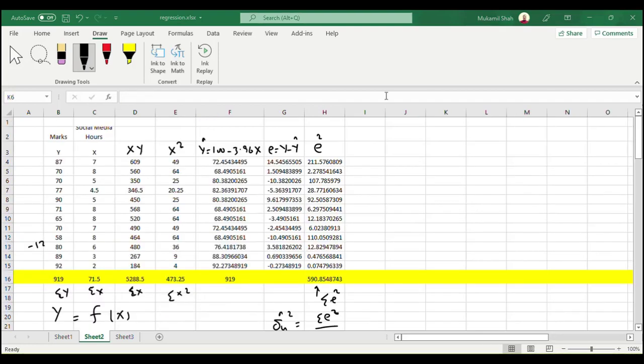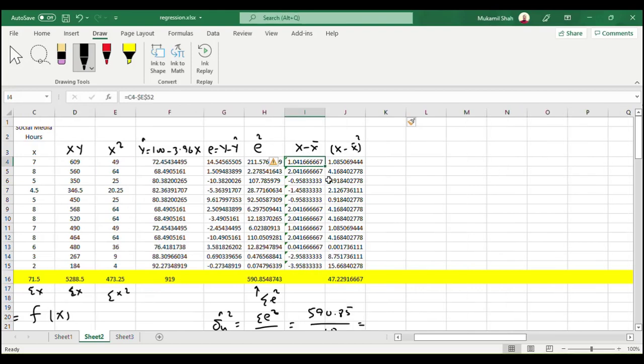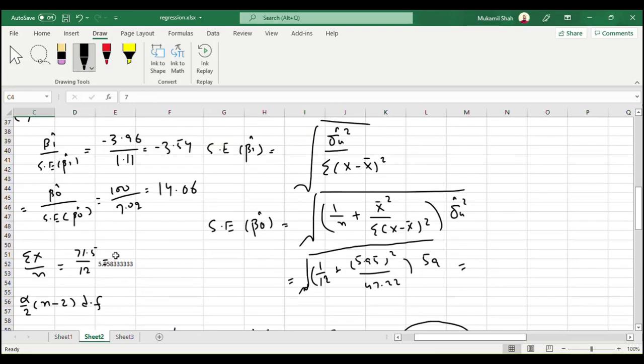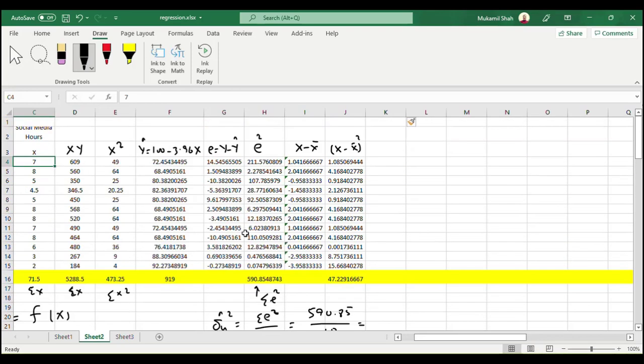okay, then you need to calculate x minus x bar, and then x minus x bar square. So x minus x bar and x minus x bar square can be calculated by this: first value of x minus mean, and mean is equal to this value. If you deduct mean from each and every value of x, you will get x minus x bar, and then you square each of these values, you will get this column, and this is x minus x bar square, and if you sum it up, you will get 47.22. This is summation x minus x bar square.